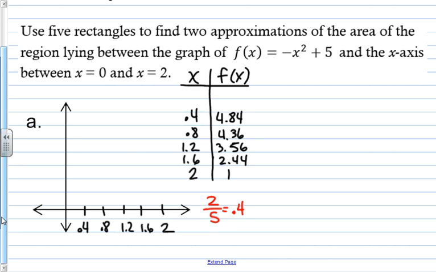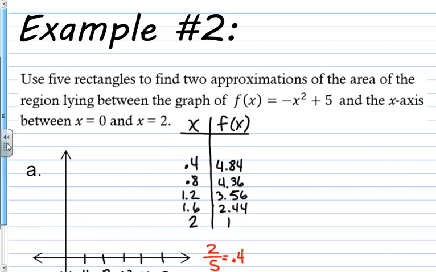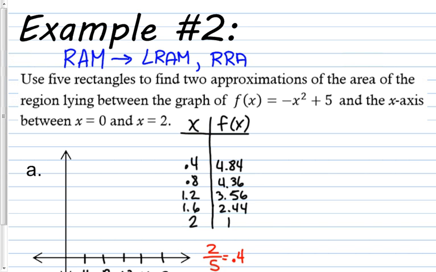Now, as you can see, it said to find 2 approximations. In this example, we're using rectangle approximation methods to find area. Now, a rectangle approximation method, and goodness gracious, we're not going to have to say that. We're going to abbreviate it to RAM. There's 3 kinds. There is the left RAM, which is called LRAM, the right RAM, which is RRAM, and the midpoint, which is called MRAM.